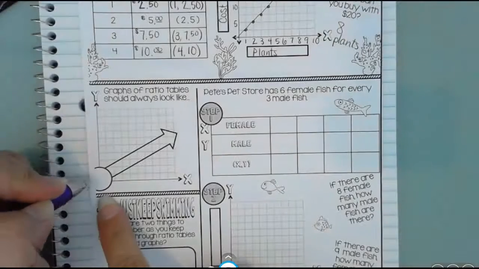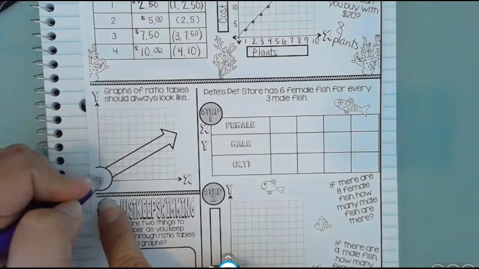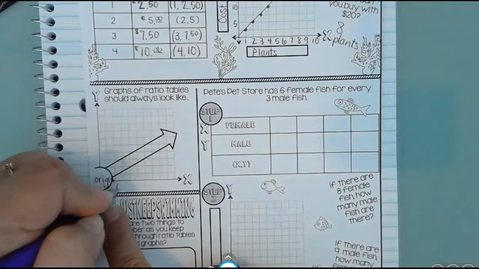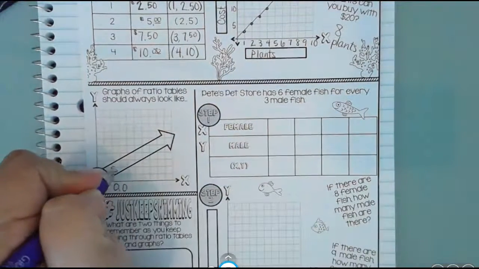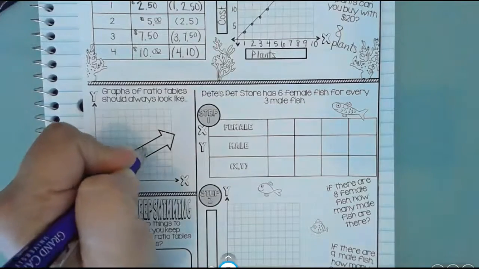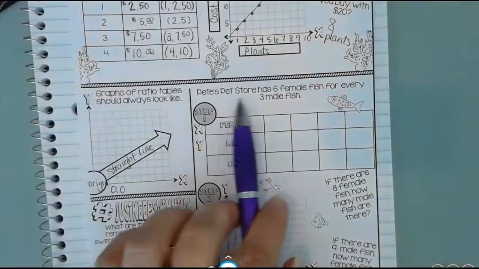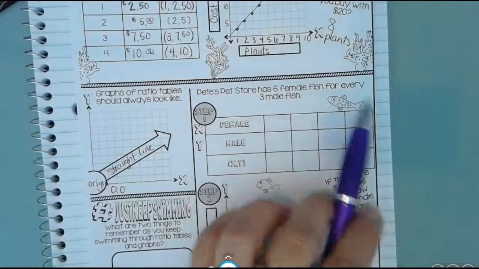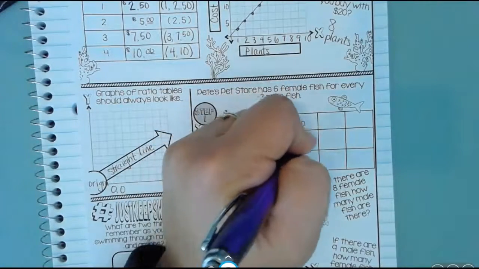In this corner, we start with the origin, which is always at 0 and 0. Write down origin, and I'm going to put 0 and 0. This is a straight line on how it's showing the graph going up. Now it says Pete's Pet Store has 6 female fish for every 3 males. So 6 and 3.